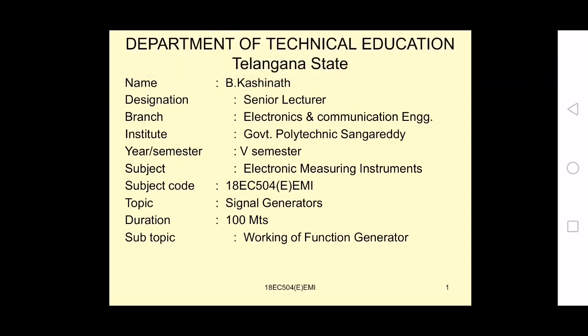So in that we have already discussed what is a signal generator, the requirements of the signal generator, the difference between signal generator and oscillator, and the basic requirements of signal generators, and the audio frequency oscillator, which will generate the sine wave and square wave, and how it works. So basically signal generators are used for generating different types of waveforms.